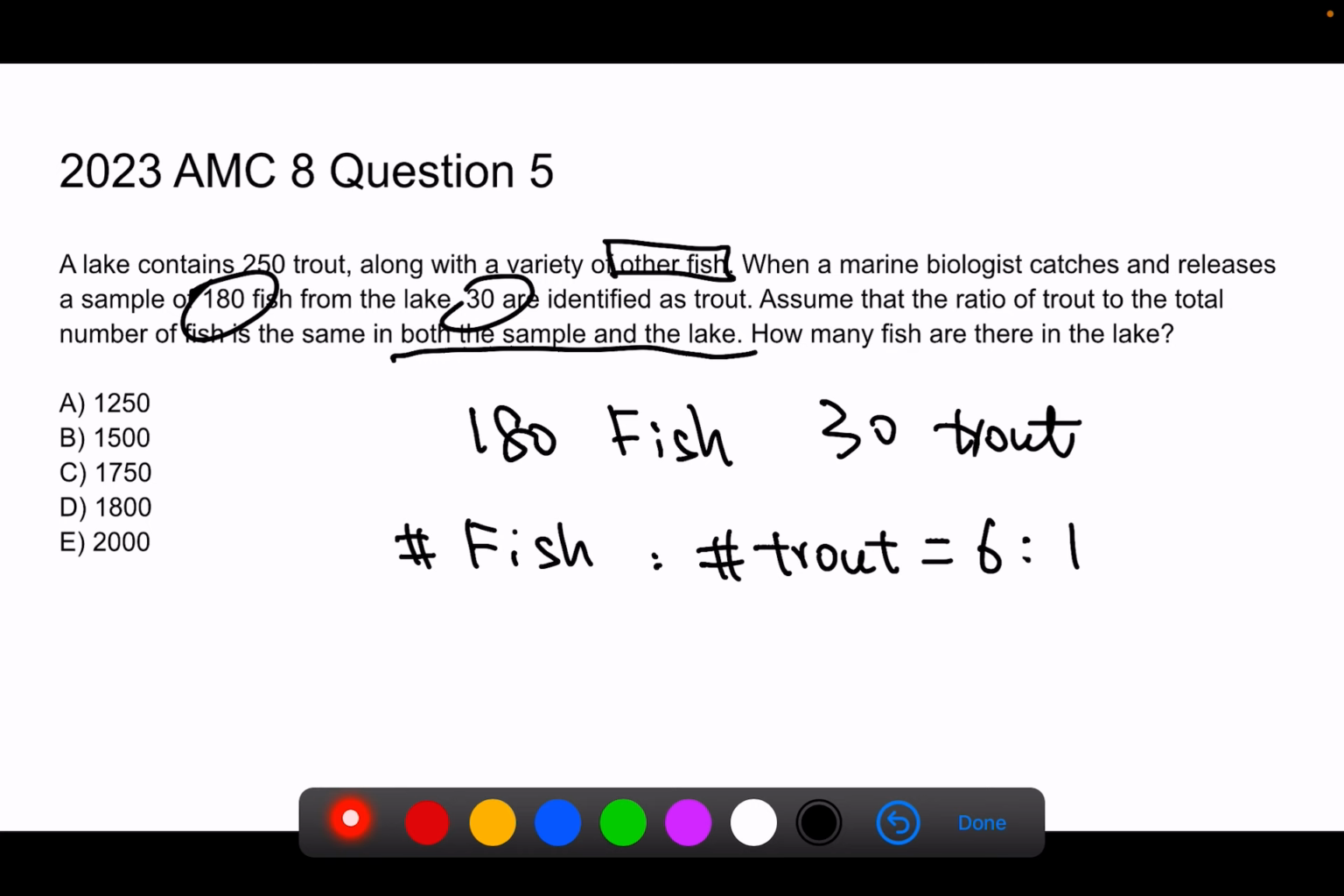Now, what we know is we have 250 trout here. So what would be this number of the total fish? That's going to be 250 times 6, and that's going to be 1500.